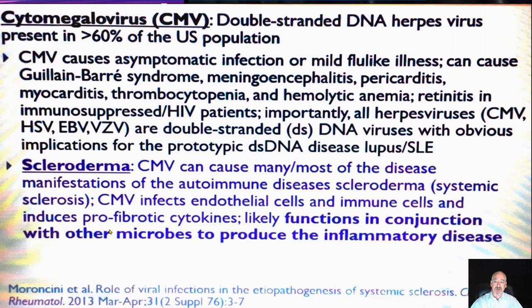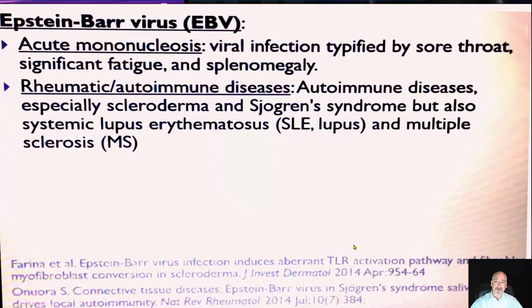Scleroderma has been associated with cytomegalovirus. And then Epstein-Barr virus, in addition to what we talked about that was released from the CDC in February 2019, we know that it's also involved in scleroderma, Sjögren's syndrome, systemic lupus erythematosus, and again, which we said, multiple sclerosis. This concludes our presentation on viral and mitochondrial connection.